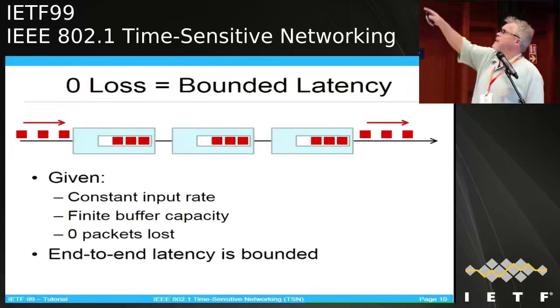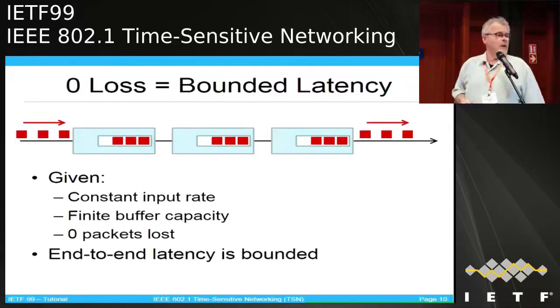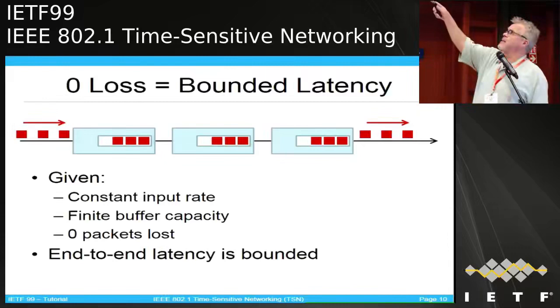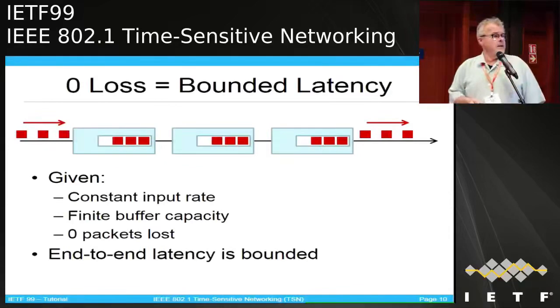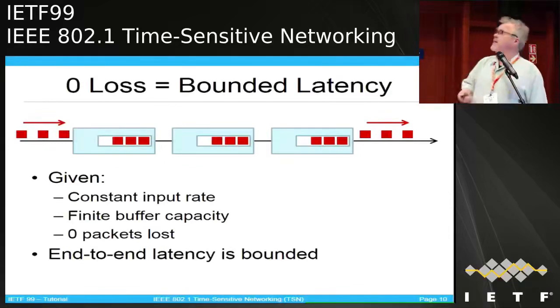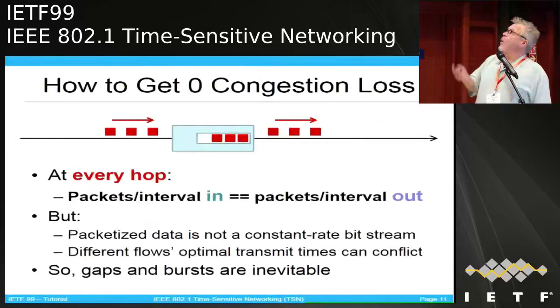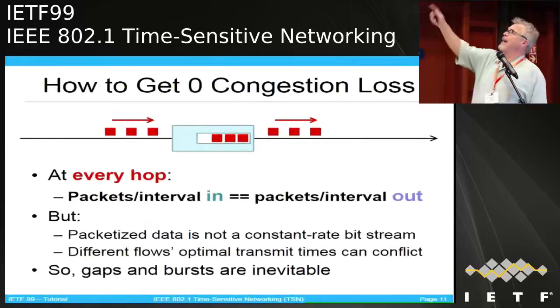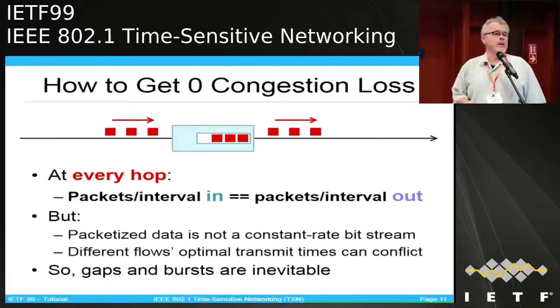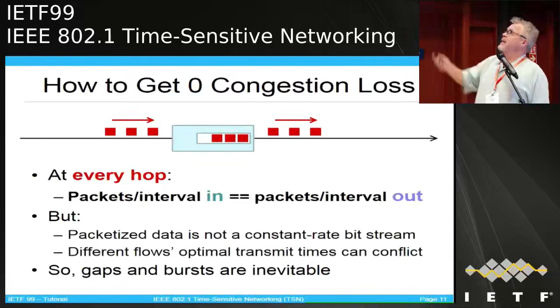So assuming you've satisfied that, given that you have a constant input rate, you want a constant output rate, otherwise you're filling up or you're draining. So in the long term, the output has to equal the input. We find that then the latency is necessarily bounded if you're not throwing anything away. So how do we get zero congestion loss? What we do is at every hop, the packets per interval in equals the packets per interval out. The data rate in equals the data rate out.